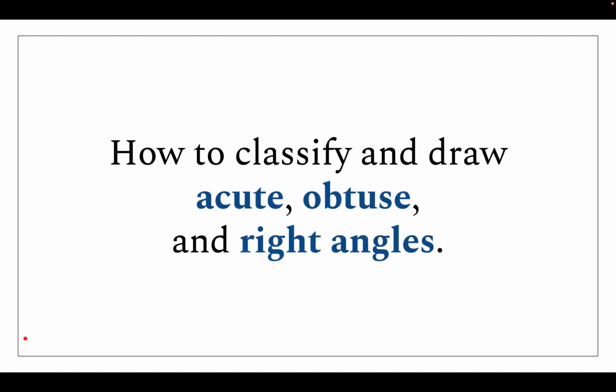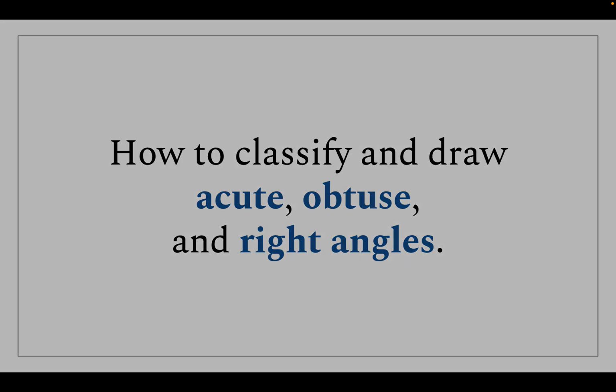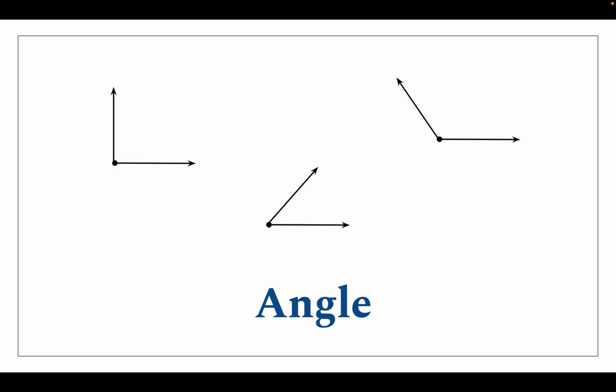How to classify and draw acute, obtuse, and right angles. But first, let's talk about what even is an angle. Angles can come in all different shapes and sizes. They're measured by using a thing called a protractor, and that's measured in degrees.